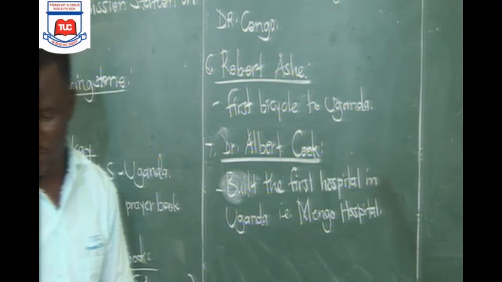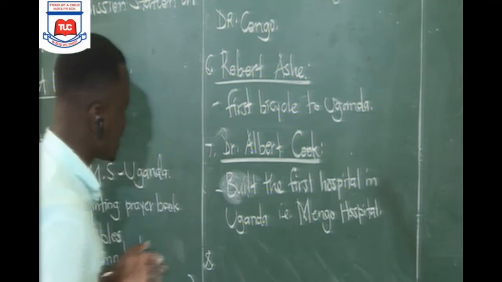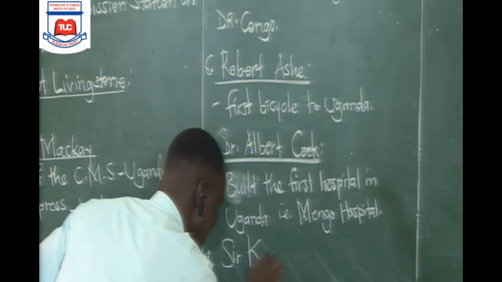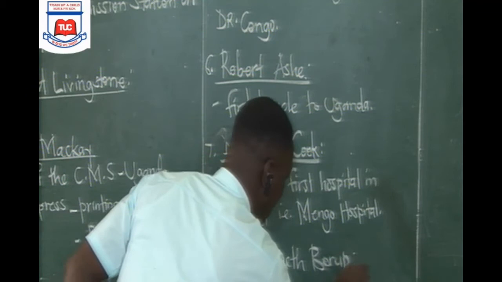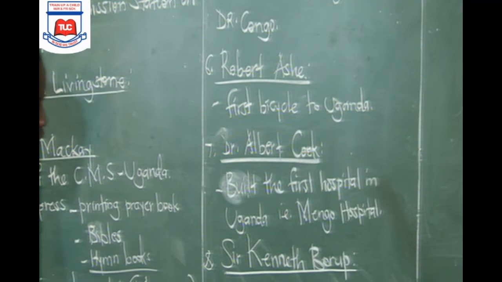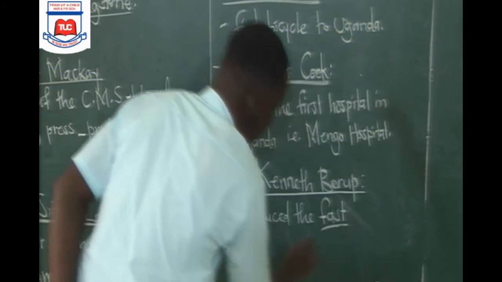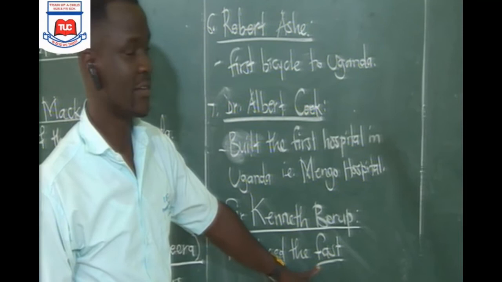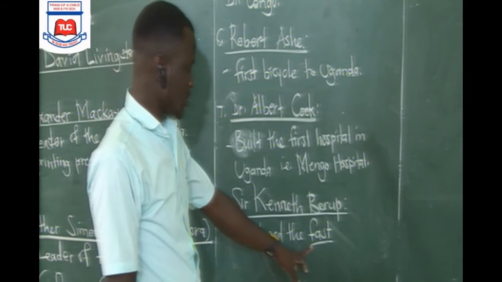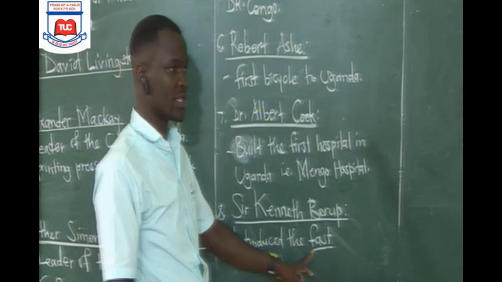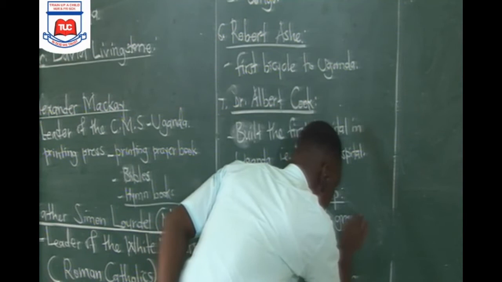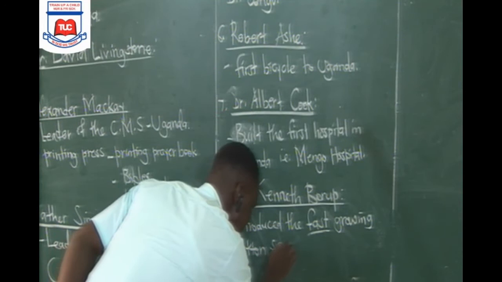That was Mengo Hospital. Then lastly, on these missionaries, we can add Sir Kenneth Borup, whom we can say he introduced the first. There is something we need to understand here. This is the first we are looking at, not the one with FI. So we are looking at first, meaning cotton seeds that could mature very fast, within the shortest time, and are ready for harvesting. So it's the first growing cotton seeds to Uganda.